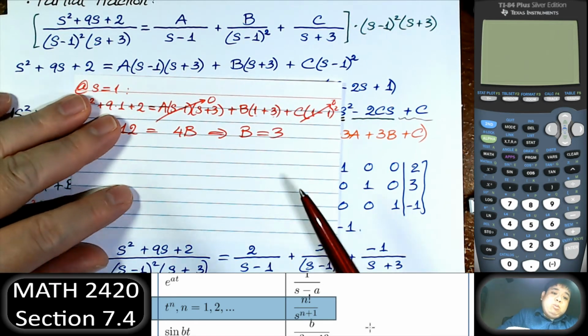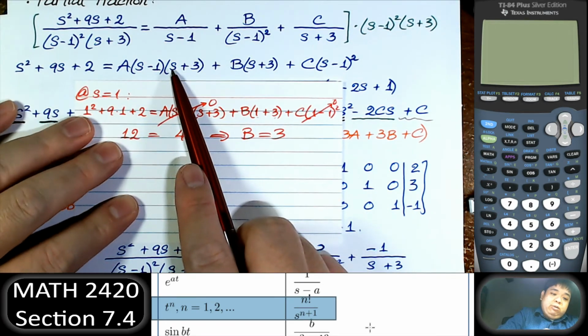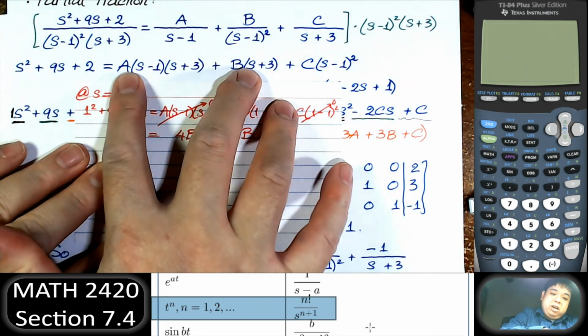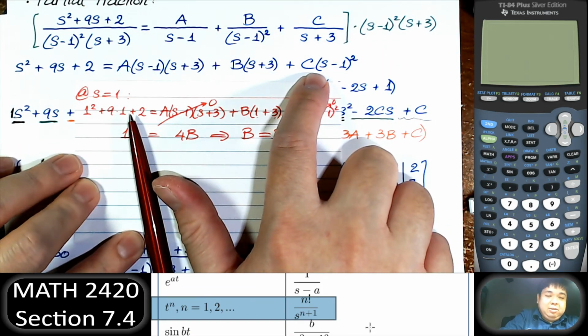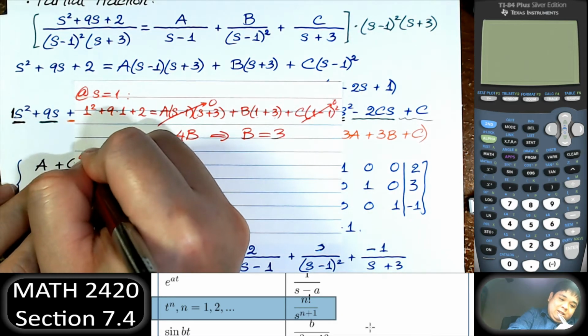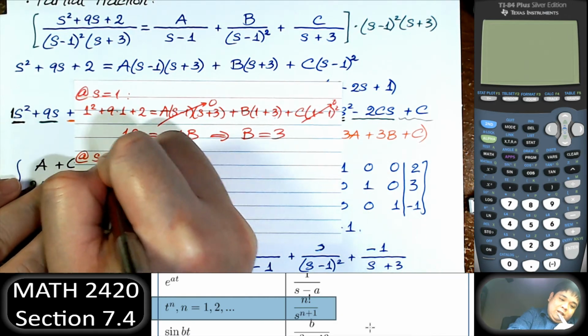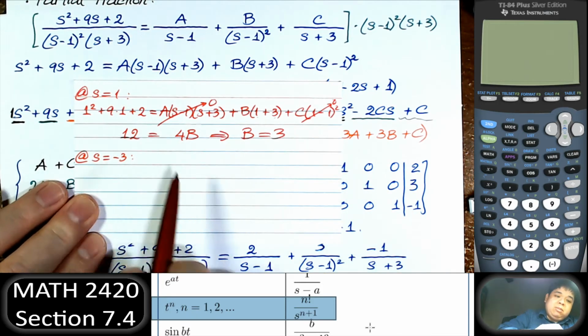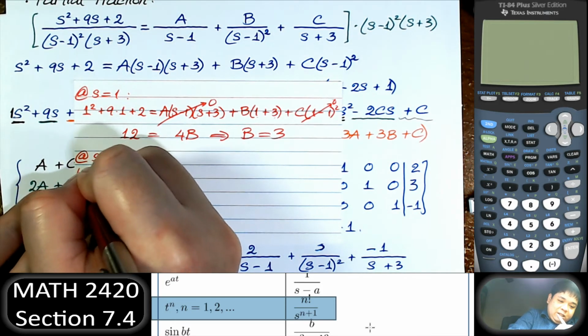Next, if we let s equal to negative 3, those two terms will disappear, and we can solve for C. S equal to negative 3, right? Negative 3 here.